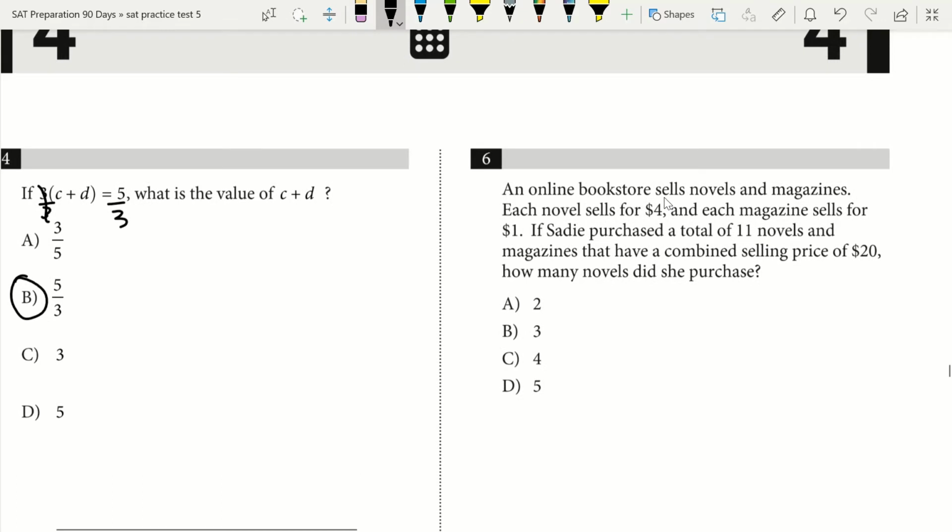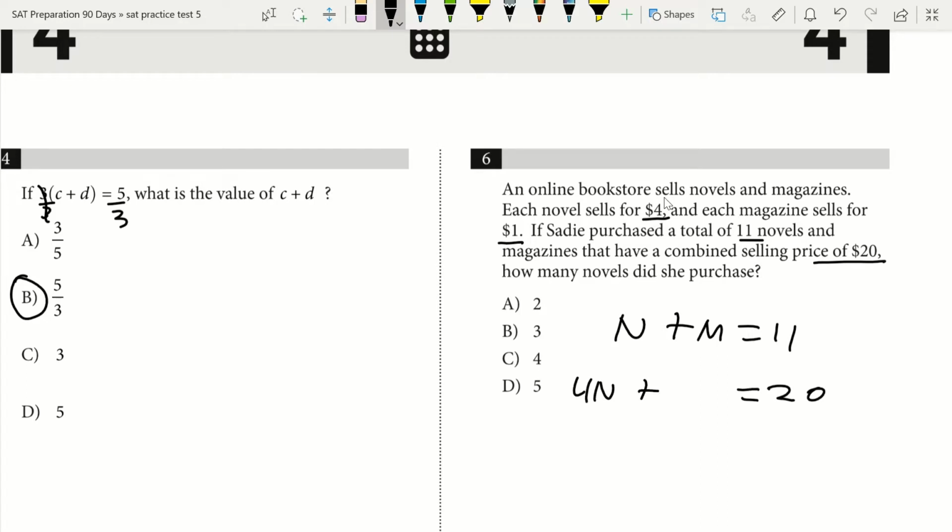An online bookstore sells novels and magazines. Each novel sells for $4 and each magazine sells for $1. If Sadie purchased a total of 11 novels and magazines, so we know the number of novels plus the number of magazines she got equals 11, that have a combined selling price of $20, how many novels did she purchase? Well, it's $4 per novel plus $1 per magazine. So we have this equation right here, and we see that we can go ahead and set something up and plug in.